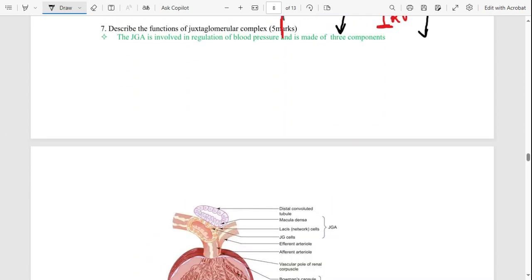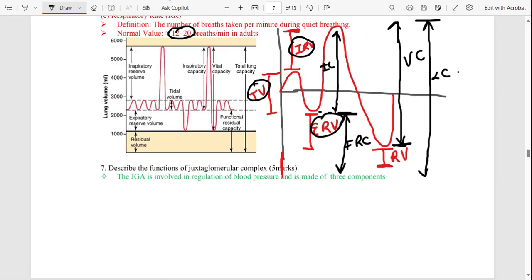Number seven was saying, okay, before we go to seven, is number six okay? Yes, it is. So, can they even ask you to draw the diagram? Yes, they can. They can ask you to draw it.